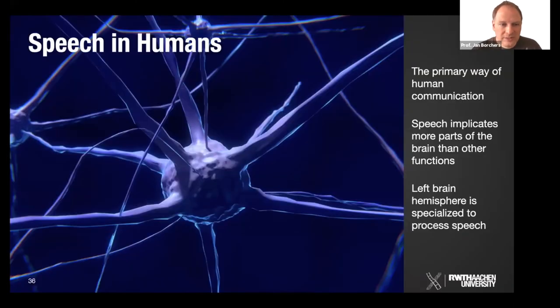So let's look at speech in humans. Speaking is actually one of the most amazing capabilities that we have as humans. And I want to create a bit of appreciation in you guys to understand what we are actually capable of. Speech is the primary way we communicate as humans. This is how it has evolved. That also means that speech actually activates or implicates more parts of the brain than many other functions of it.